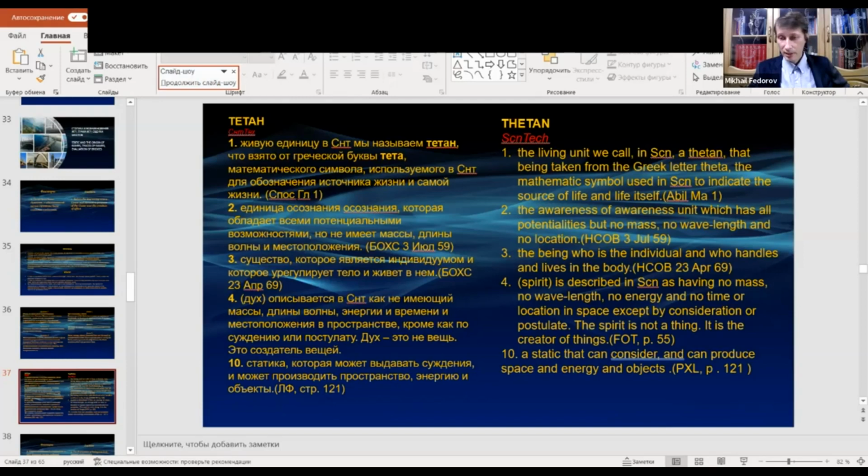The spirit is not a thing. It is the creator of things. And the tenth definition, from the dictionary: a static that can consider and can produce space and energy and objects. Now, this is the definition of a thetan. We can see that a thetan is also a static. Now, what's the difference between a thetan and a static?